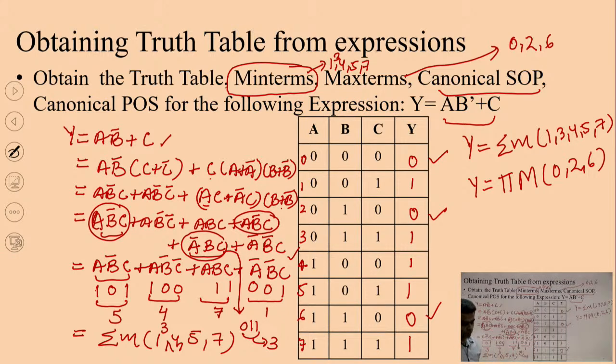Absolutely right, Vijendra. So we have 1 3 4 5 7 and 0 2 6, these are the minterm and the maxterm expressions.